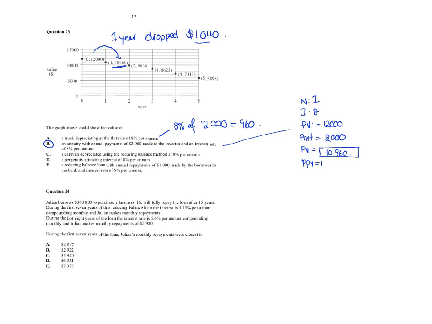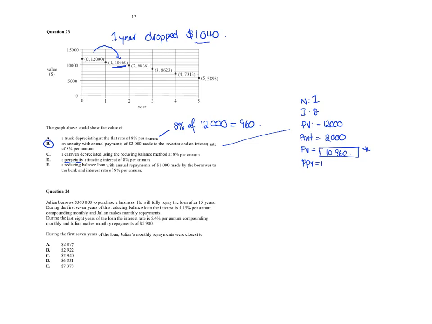If you look at the other ones, they won't work if you test them out doing the same thing. A perpetuity would remain the same. A reducing balance loan with repayments of 1,000, so you can look at that. It doesn't work. You won't get the final value that we saw there.